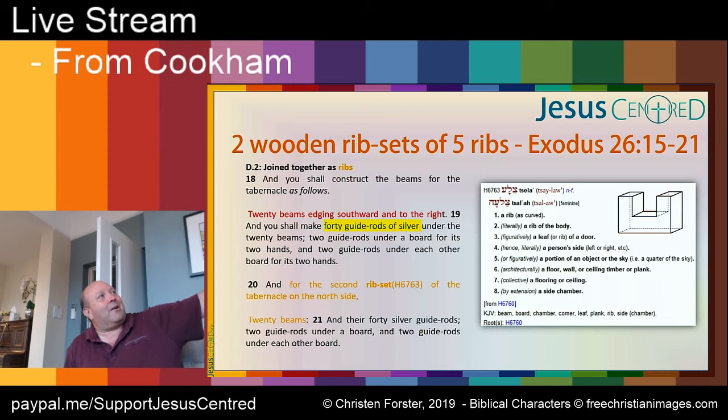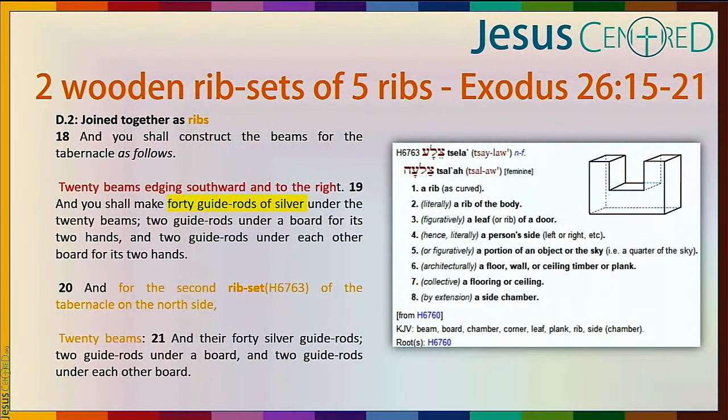So those 20 go round, 2 guide rods under each board for its 2 hands, and the 2 guide rods under each board for its 2 hands. Oh, I've got that twice, haven't I? So it's probably a bit of a doubling up there.